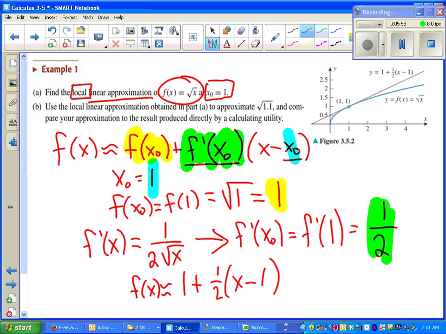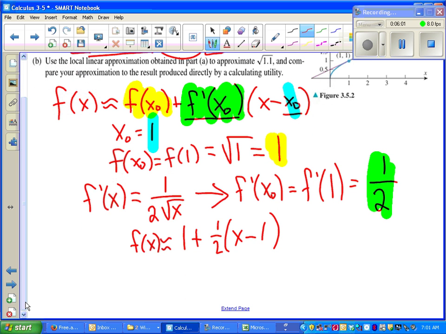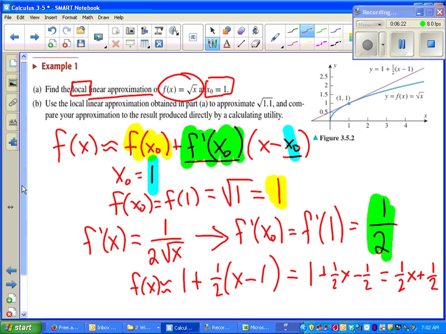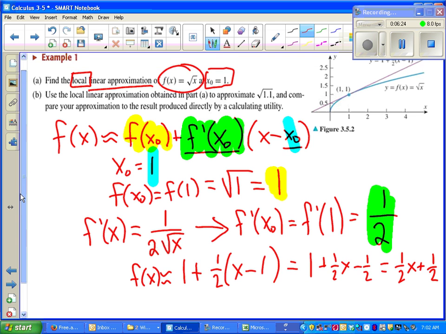Could I clean that up? Absolutely. Do I necessarily have to? Not really. But why not? 1 plus 1/2 x minus 1/2, which is really 1/2 x plus 1/2, which, yes, is a straight line. That's key. This is local linear approximation, so our approximation line needs to actually be a line. So that's it for part A.